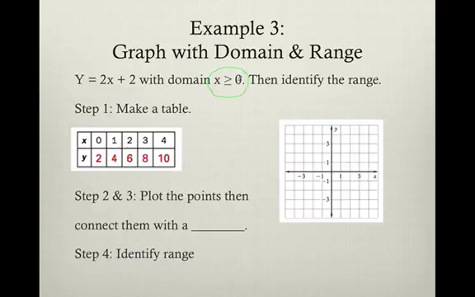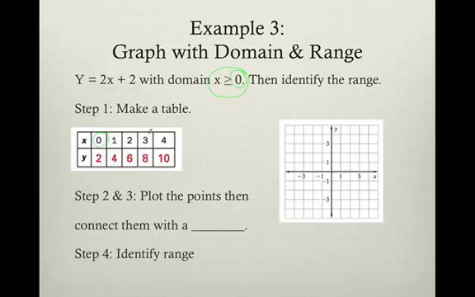I start at this point right here, the 0. That's going to be the first number in my chart. And then I will go up from there because it says greater than or equal to. So again, you would plug in 0 for x. 2 times 0 is 0. 0 plus 2 gives my y 2. That's where the 2 comes from.